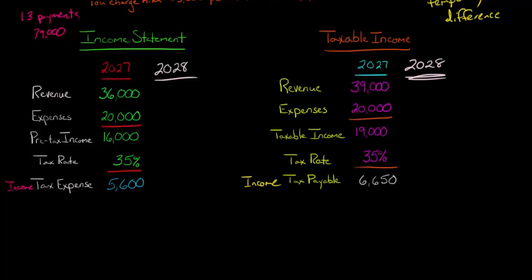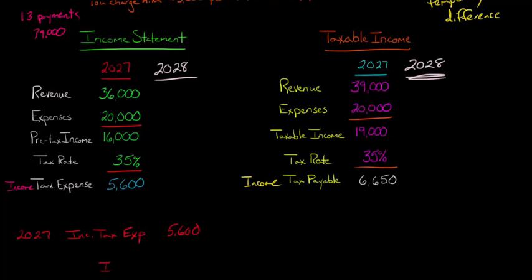So what we're going to do is debit, for 2027, income tax expense. I'm just going to abbreviate here. Income tax expense we're going to debit for $5,600. Right? I just got that from right here. Now we're going to debit. Well, let me show you the credit first.